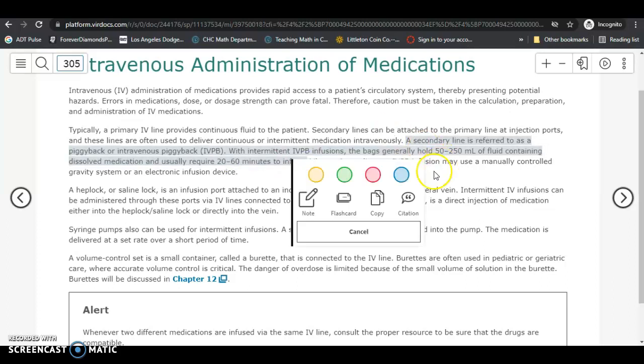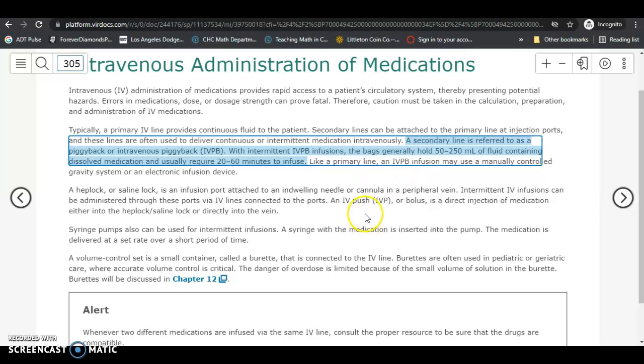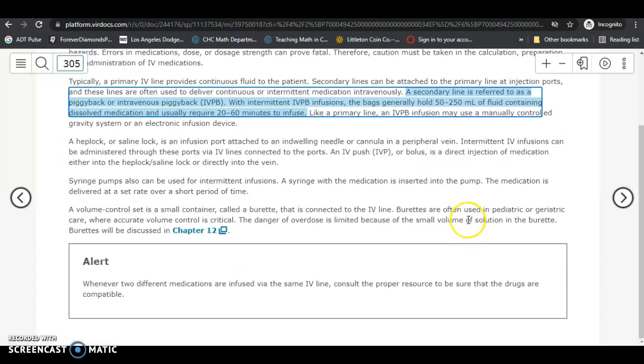In other words, IV piggybacks provide additional medication and are attached to an existing IV line. You can see a picture on the next page. And then it talks about heparin locks and saline locks, so I'm going to go ahead and skip over that.